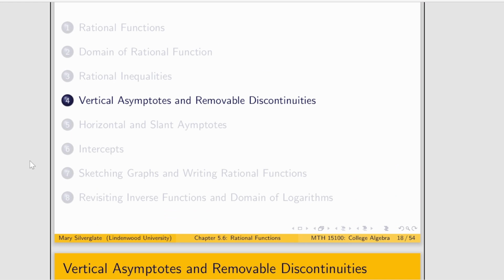Now that we know how to algebraically work with rational functions and talk about their domain, let's talk a little bit more about any vertical asymptotes and removable discontinuities. Removable discontinuities are a fancy way of talking about holes in the graph, so to speak.